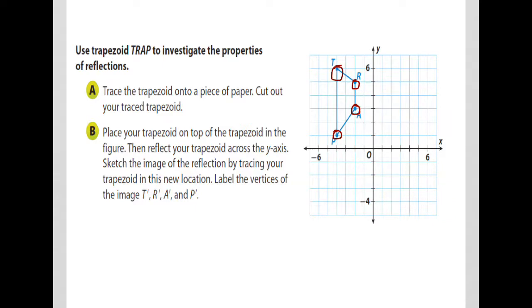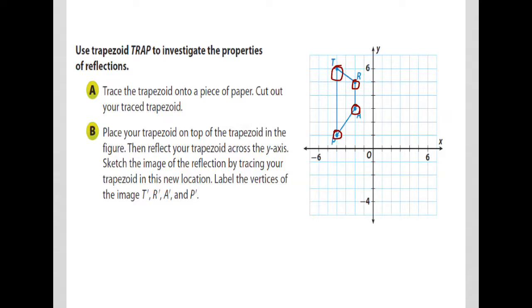But anyway, here's what we're trying to do. Trace the trapezoid on a piece of paper. Cut out your traced trapezoid, and then place your trapezoid on top of the trapezoid in the figure. Then reflect your trapezoid across the y-axis. Sketch the image of your reflection by tracing your trapezoid in this new location and label it T prime, R prime, A prime, P prime.